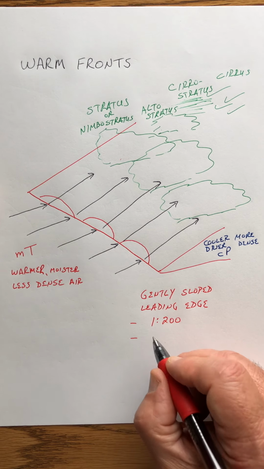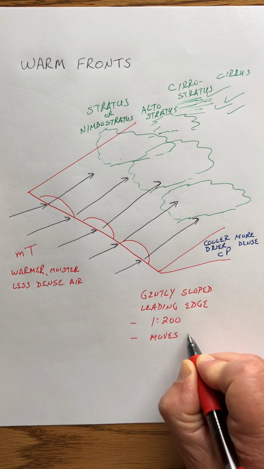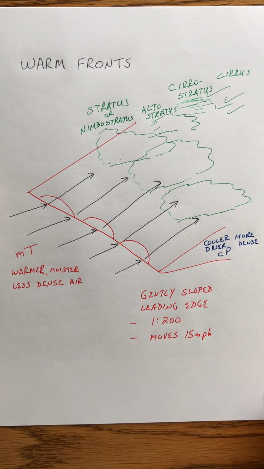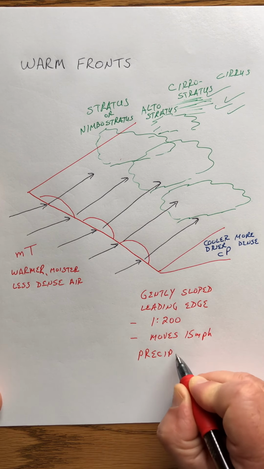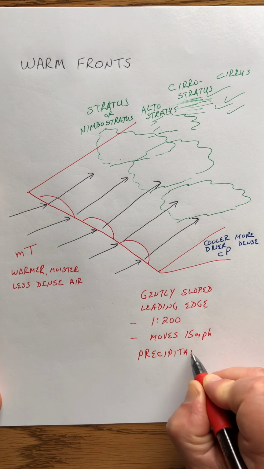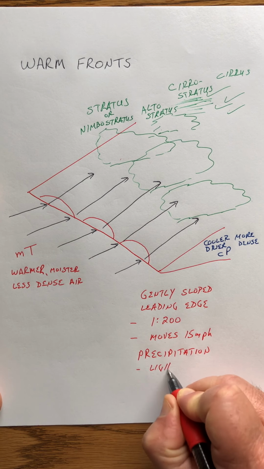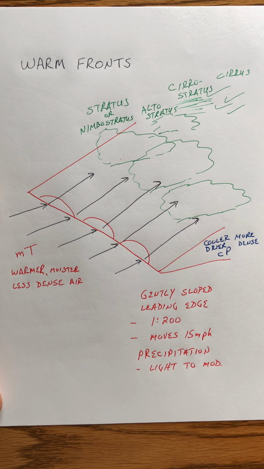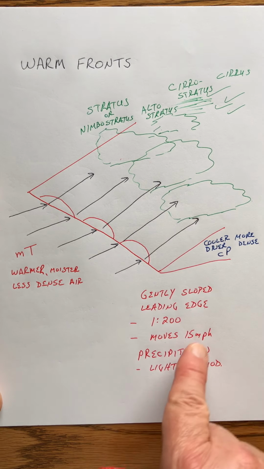And the movement of a warm front is slower. So this is going to move at an average of about 15 miles per hour, where we had said that a cold front is going to move 20 to 25 miles per hour. So as a result, if you have precipitation associated with a warm front, it's typically going to be light to moderate. Okay, so light to moderate, because you're looking at either stratus or nimbostratus clouds.